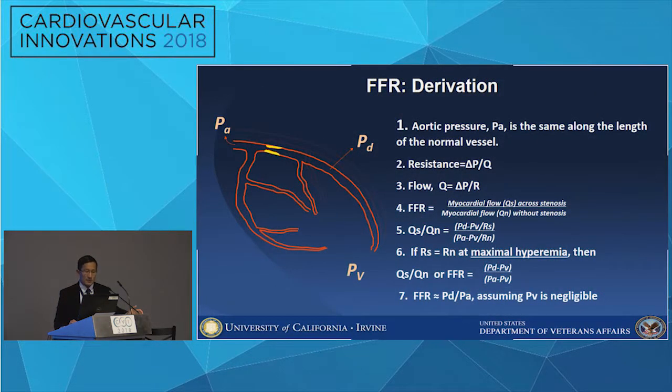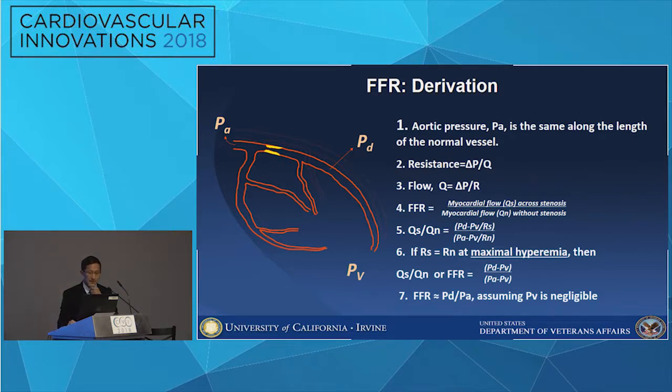So FFR was derived from these original curves. We do all stress testing. Nuclear stress testing always requires hyperemia, and so FFR was derived from this basis. FFR is derived from the concept that aortic pressure is the same along the entire length of a normal vessel, and that resistance, V equals IR, resistance is always equal to the change in P, the pressure gradient, over the flow. So that means the flow is equal to the change in gradient, delta P, over the resistance.